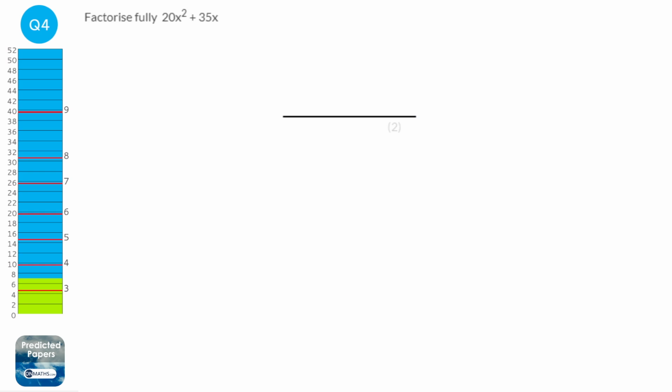Factorising is the opposite of expanding. So instead of removing things from a bracket, we're actually putting them in a bracket. And so we're going to start off by just putting the bracket down. And we're going to think, well, what can we put on the outside?